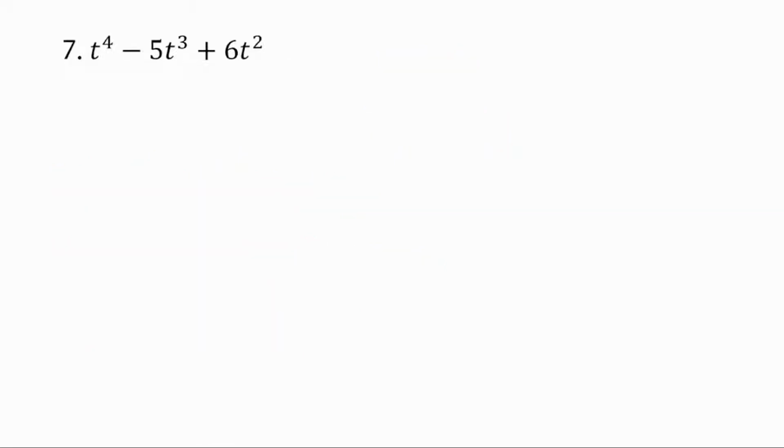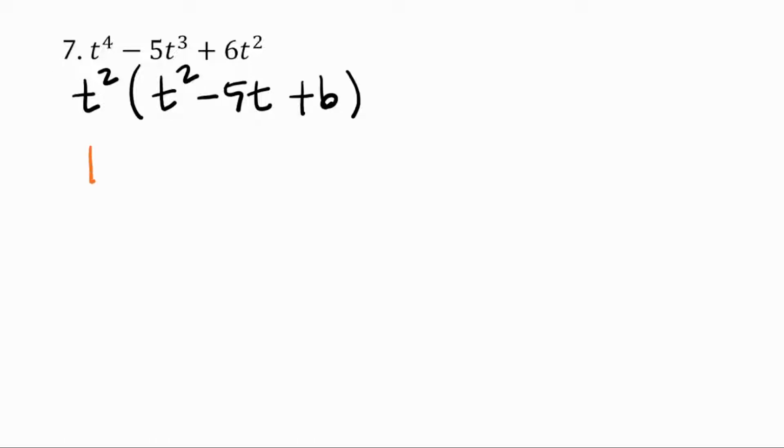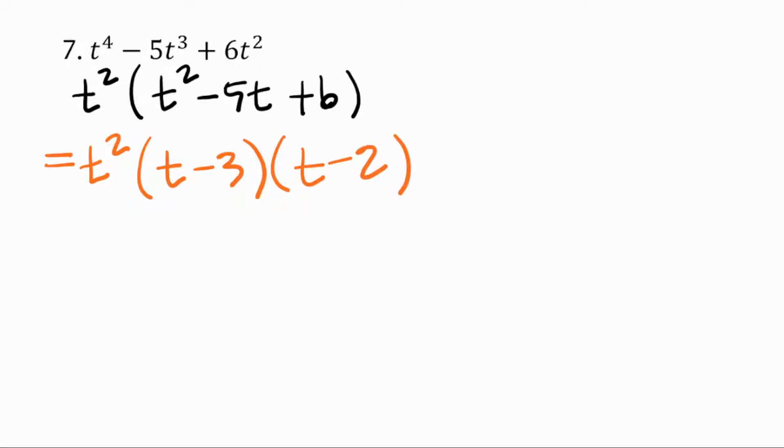Here it looks like we've got another one with a greatest common factor. I'm seeing 2 powers of t at least in every term, so I factor out t squared, and I'll be left with t squared minus 5t plus 6. That itself is going to be factorable, so I'm going to do that. I'm going to factor two numbers that multiply to positive 6 and add to negative 5. That would be negative 3 and negative 2. So that's going to be fully factored.